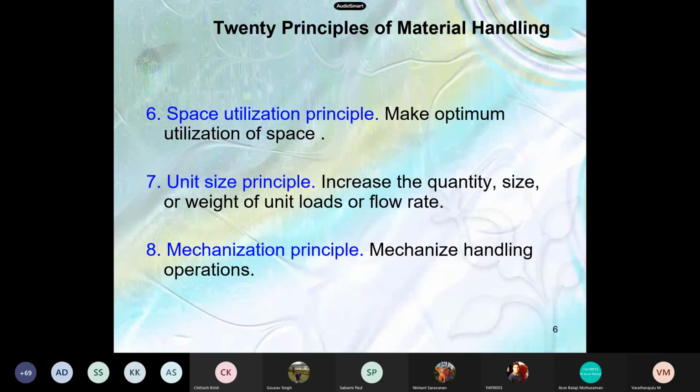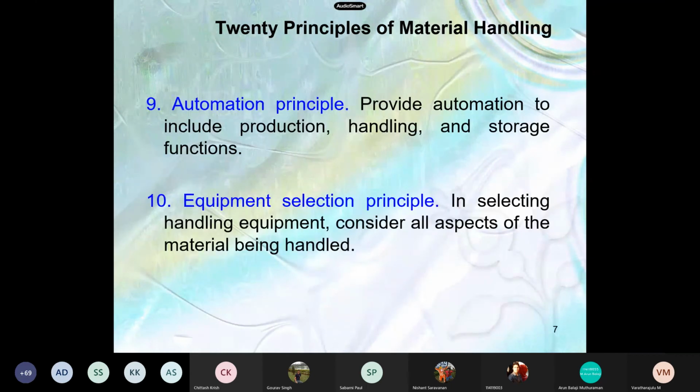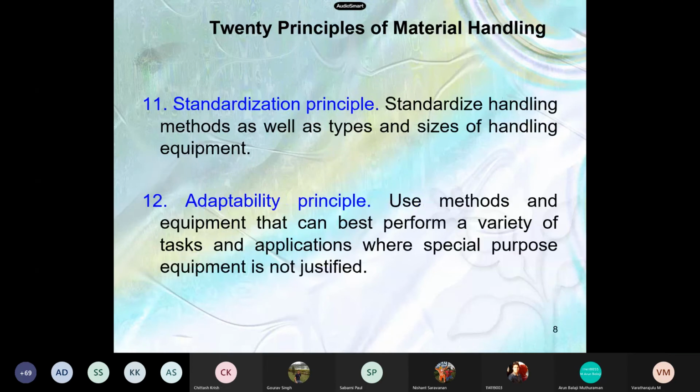Then subsequently we have the unit size principle: increase the quantity, size or weight of the unit loads or flow rate. That was headed under the unit size principle. Mechanization principle: mechanize handling operations, and automation: provide automation to include production, handling and storage functions. The equipment selection principle: in selecting handling equipment, consider all aspects of the material handling. And the standardization principle: standardize handling methods as well as types and sizes which we are going to handle. And the adaptation principle: use methods and equipment that can best perform a variety of tasks and applications where special purpose equipment is not justified.